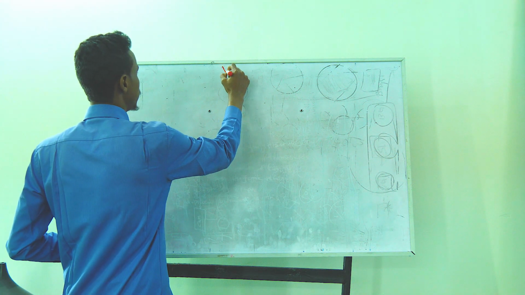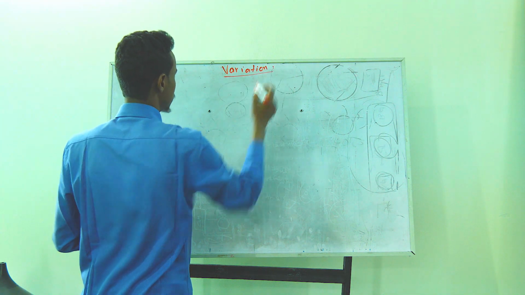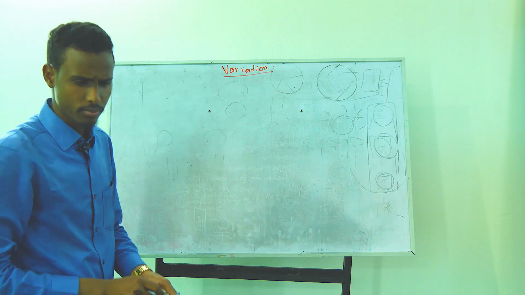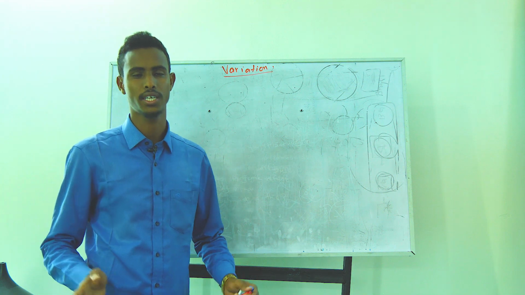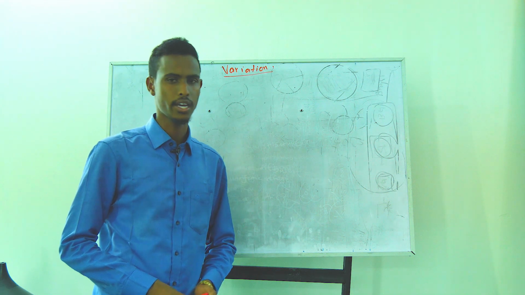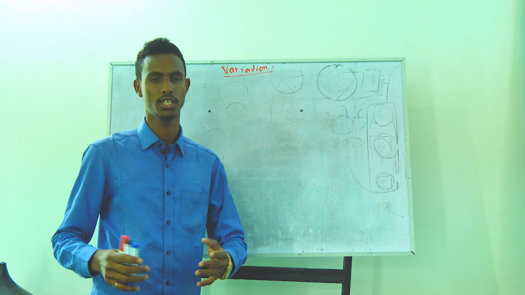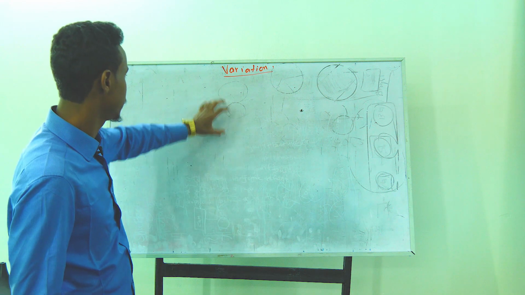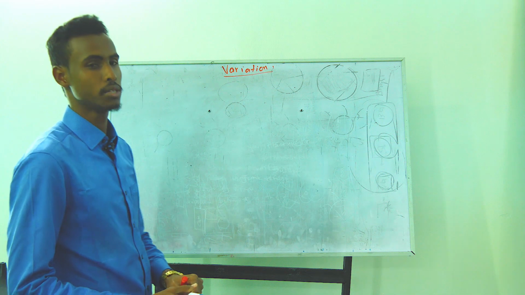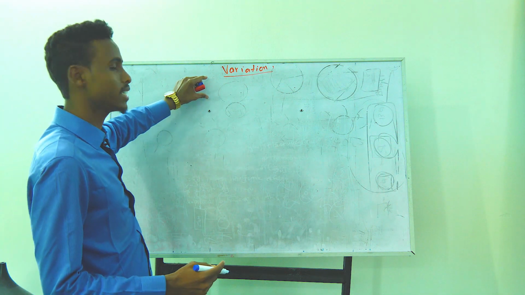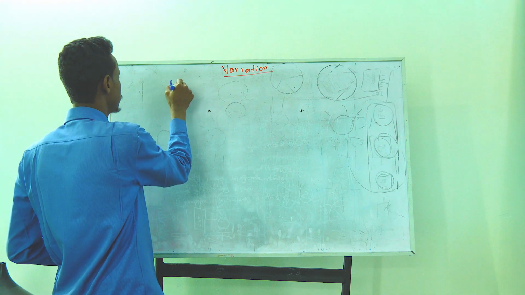Now class, today I want us to look at this subtopic called variation. And as you know, members of the same species show differences in their characteristics. Therefore, variation is the differences shown by members of the same species in their characteristics. When defining variation, we simply say it is the difference in characteristics of the members of the same species.